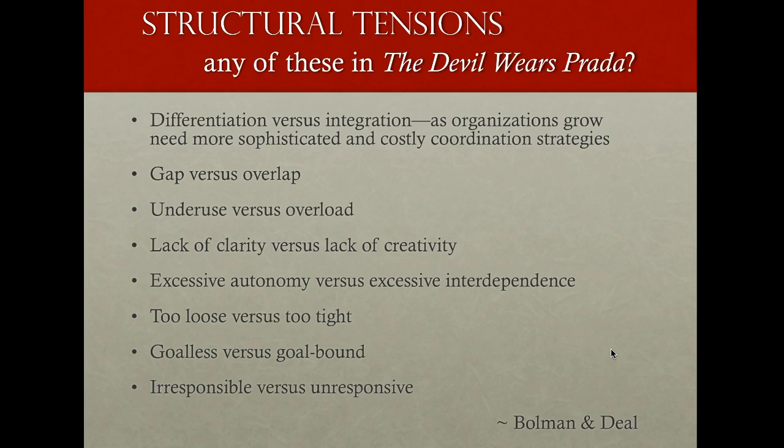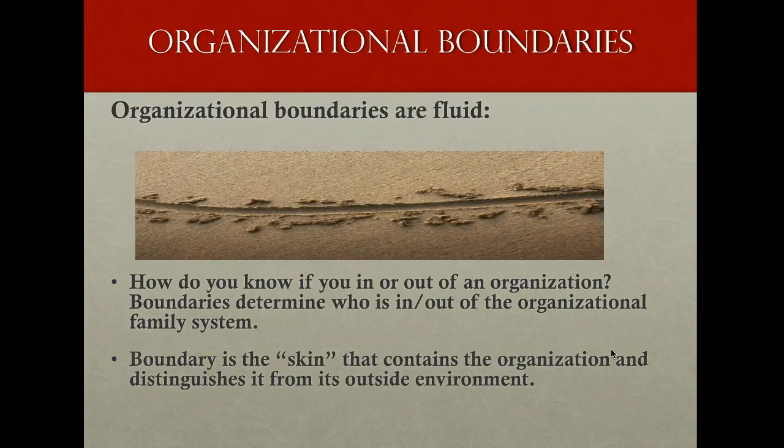So again, where do you see these? Where do you see them in your own organizations? And where might you see them in The Devil Wears Prada? Something that Bolman and Deal do not talk about, just like the shamrock organization, are organizational boundaries. And this gets into the teamwork that they start to talk about in the structural section that you read. But it's the idea that organizational boundaries are fluid. How do you know if you are in or out of an organization or a group? Boundaries determine who is in or who is out of the organizational family system. And a boundary is defined as the skin, if you will, that contains the organization and distinguishes it from the outside environment.